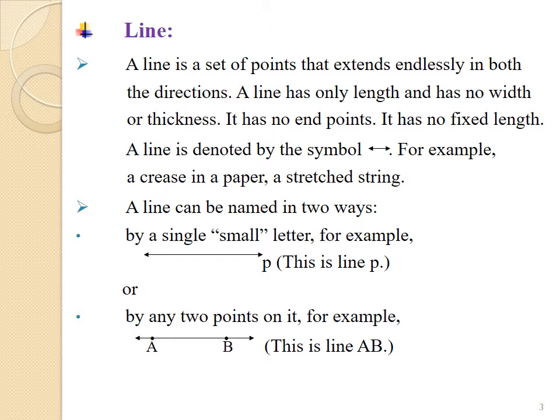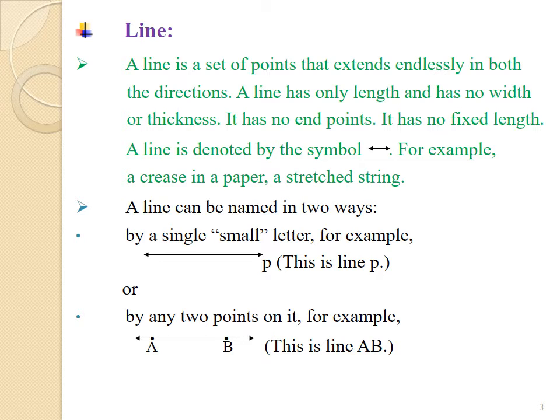Line. A line is a set of points that extends endlessly in both the directions. A line has only length and has no width or thickness. It has no endpoints. It has no fixed length. A line is denoted by the given symbol. For example, a crease in a paper, a stretched string.